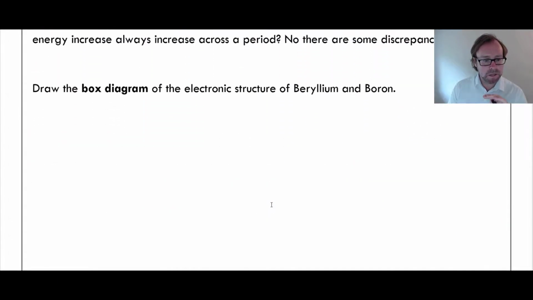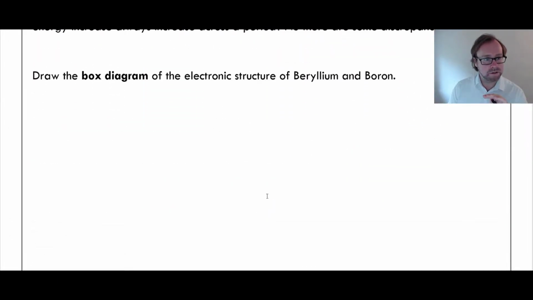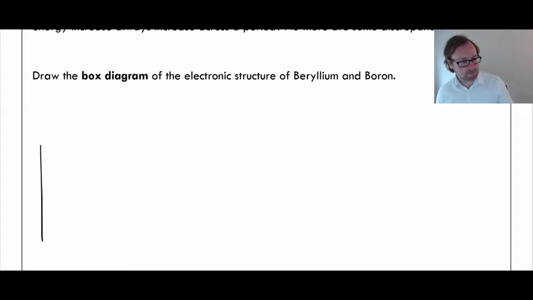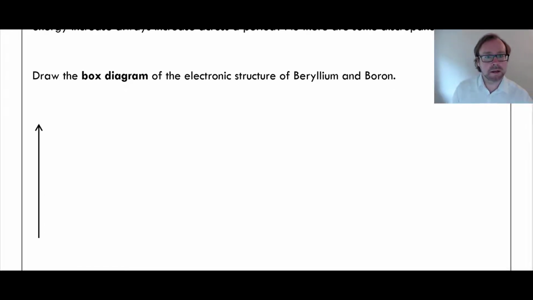Okay, so we have another question to do. I would like you to draw the box diagram of the electronic structure of beryllium and boron. Actually, I'm going to give you a bit of hints. If you've forgotten what a box diagram looks like, I will help to draw it.